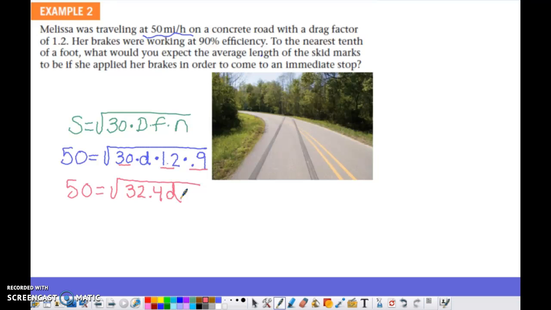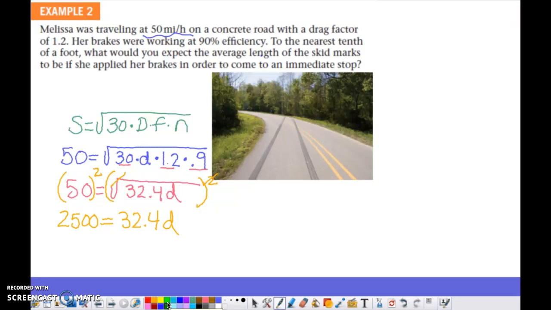Alright, so I still have a problem. I need to get D by itself and it's under the square root. So we have to recall what undoes a square root. Taking the square of something is going to undo that square root. So I'm going to square both sides of my equation. On the left-hand side, 50 squared is 2,500, which is equal to, again, square roots and squares cancel each other out, so I'm just left with 32.4 D.